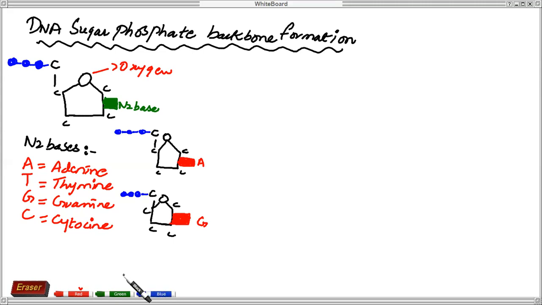Okay, adenine, guanine, and then a cytosine, they make both. And another one is the thymine. They are lined up to make the sugar phosphate backbone.